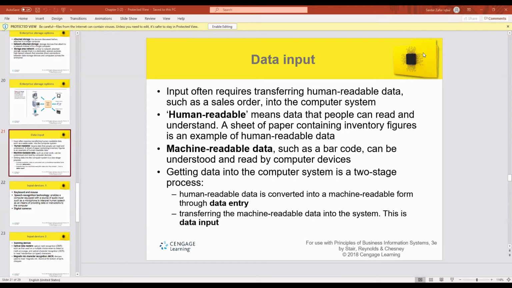I repeat again, when you give any command or instruction through the keyboard, the system doesn't understand. The system will convert this data into some form that the machine can understand, and that is called machine readable data. Doctor, what is data entry? Data entry is when you enter data in, for example, an Excel sheet. You're creating your Excel sheet and you are entering the data. Okay.